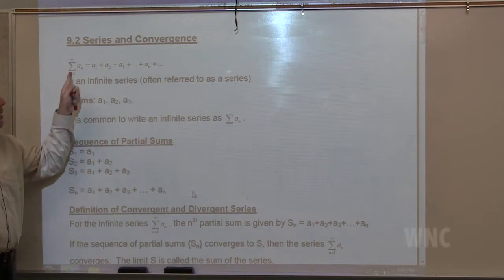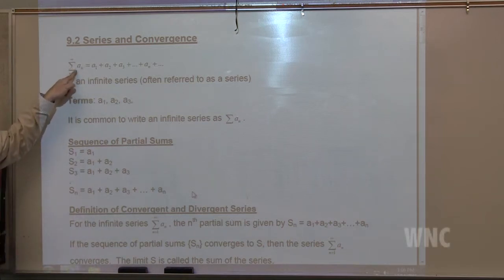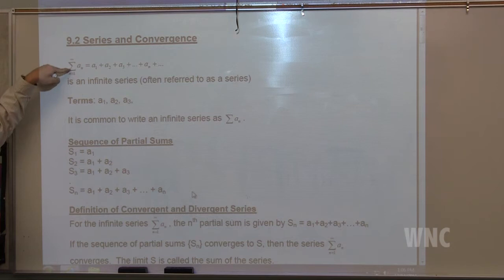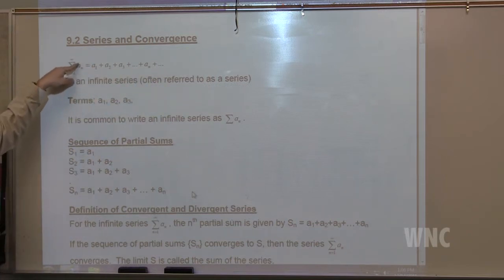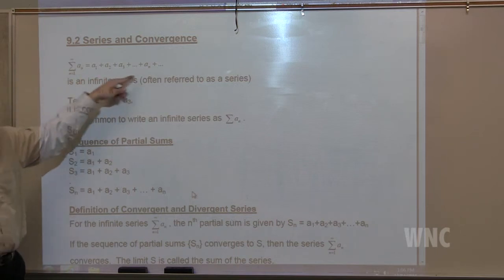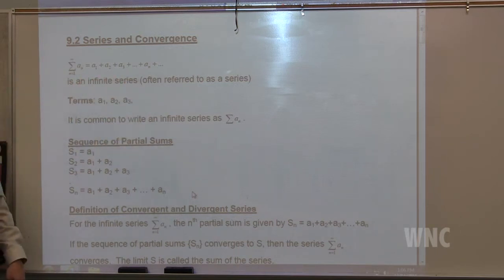Okay, now this means sum. This looks like an E. This is the summation. Sum as n goes from 1 to infinity. That's the sigma, capital sigma, of a sub n, meaning we're adding up all these terms. So this is a summation for a series. That's an infinite series, often referred to just as a series. When it goes from 1 to infinity, that's an infinite series.